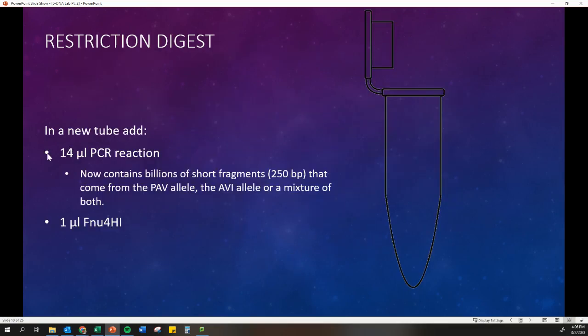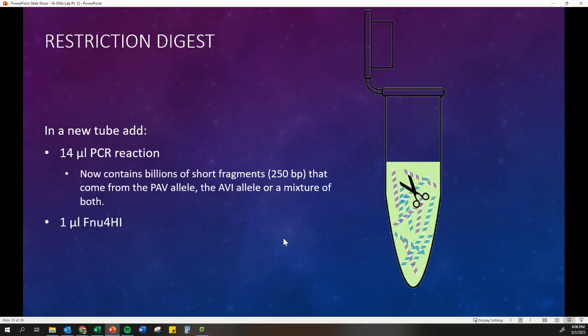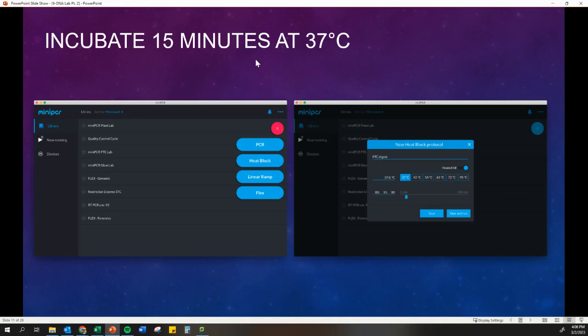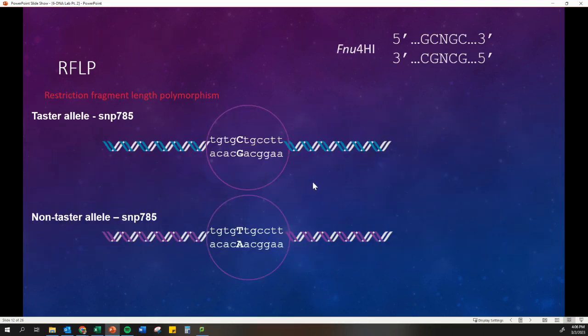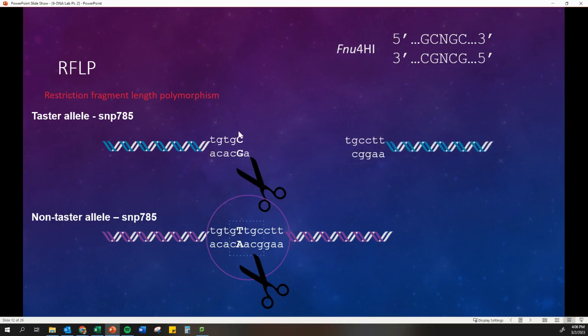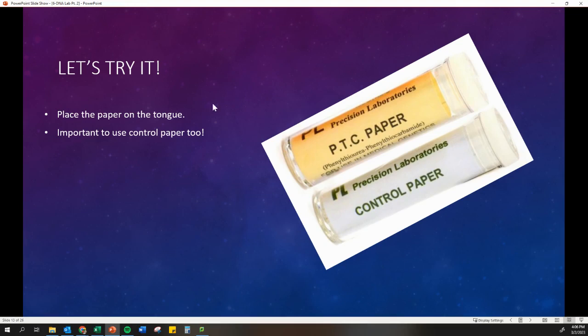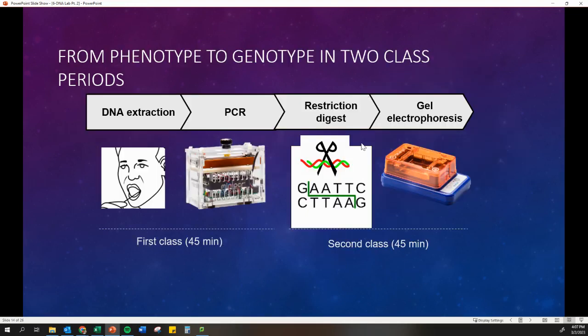Okay, so we're just adding literally our PCR product, that DNA from last class, and that enzyme, and we put them into the tube. We put the restriction enzyme here represented by these scissors, and we're just going to have it incubate there at 37 degrees, which is body temperature. So the temperature the enzyme is happy at, so it can do its thing. And it goes through again, cutting our taster DNA, but not our non-taster DNA. Okay, in class we then tasted the PTC to see what our phenotype is.